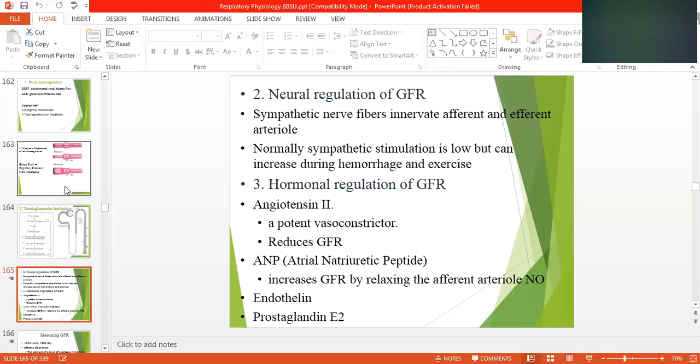Normally, sympathetic stimulation is low but can increase during hemorrhage and exercise. If there is hemorrhage, bleeding, or exercise, then the sympathetic nervous system can be stimulated.